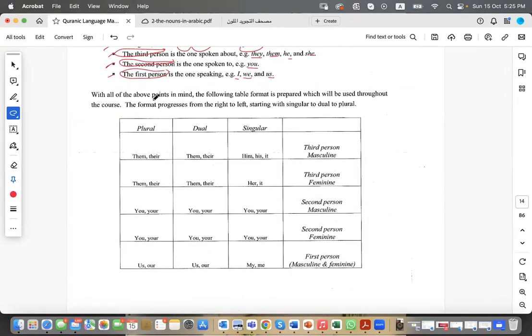So with all the above points in mind, the following table format is prepared, which will be used throughout the course. Please keep this in mind, because this is like your map. You need to understand it and be able to use it in lots of things in the course, inshallah. The format progresses from right to left, starting with singular to dual to plural. So again, we are moving from right to left, starting with the singular, dual, and then plural.